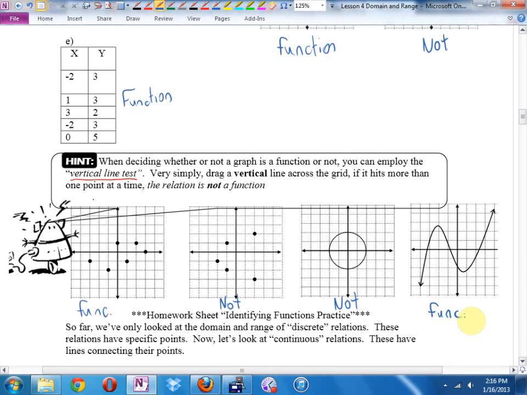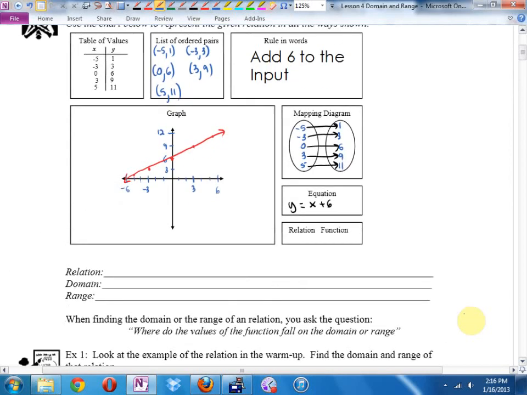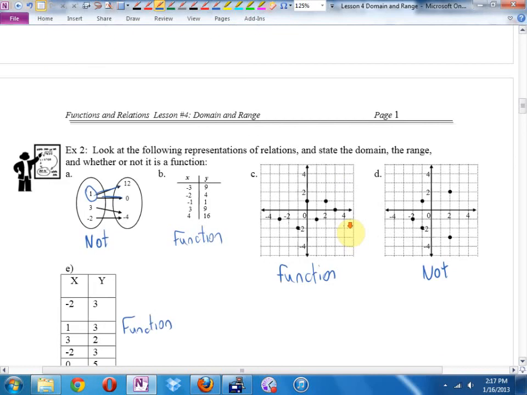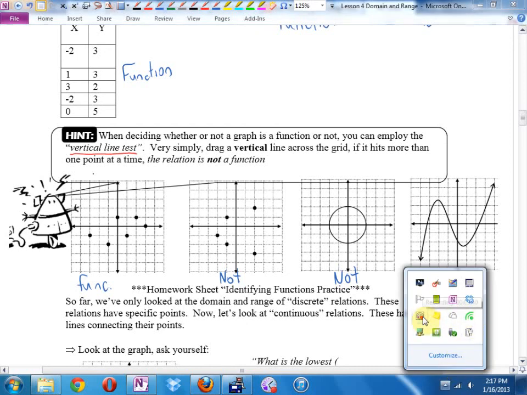So, let's go back to page 1. This little line right here. That red line, function or not? It is a function. And then I wrote here, homework sheet, identifying functions practice. Let me give that out. We'll walk through a couple of examples. That's going to be your homework today.